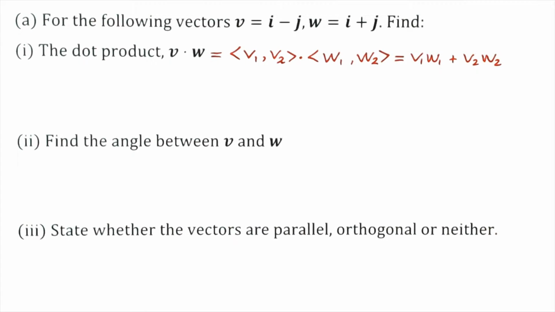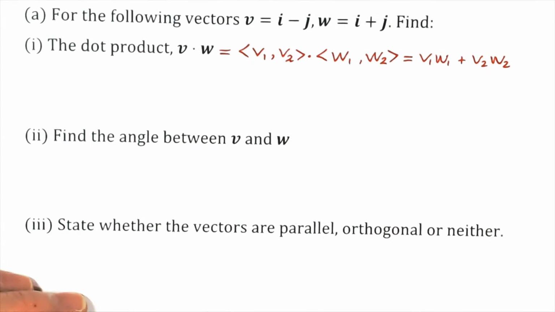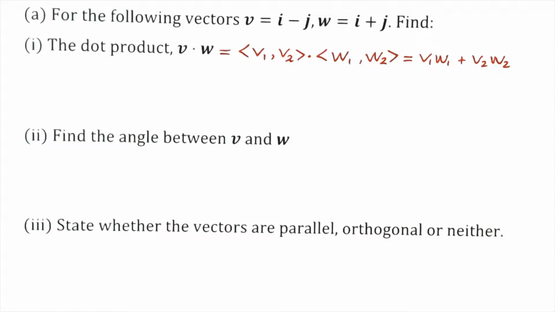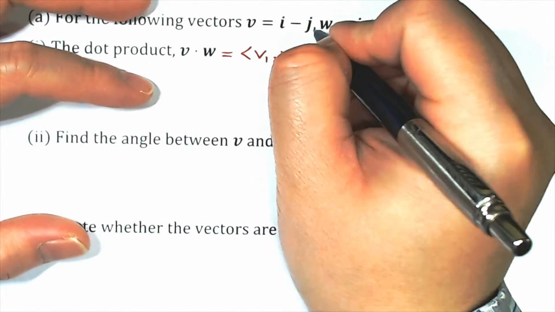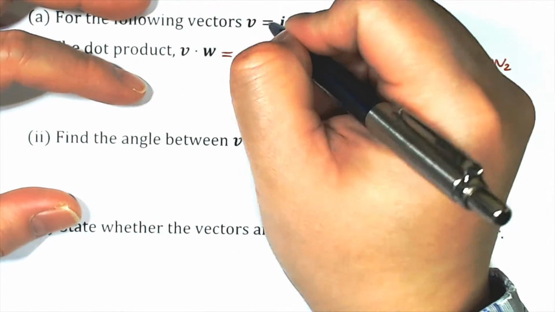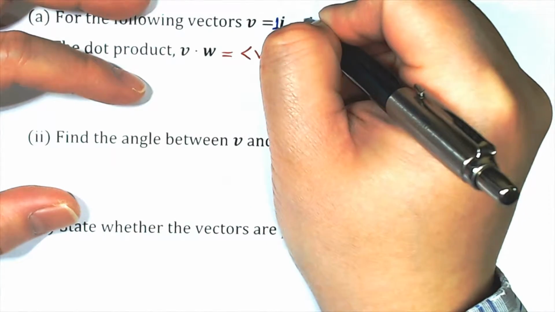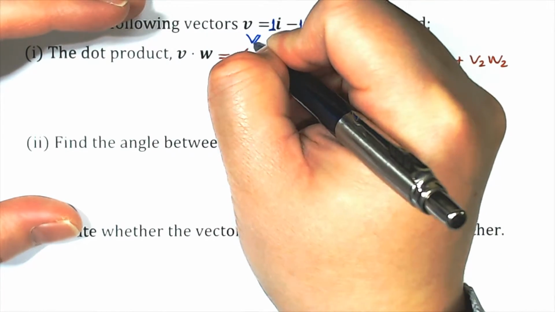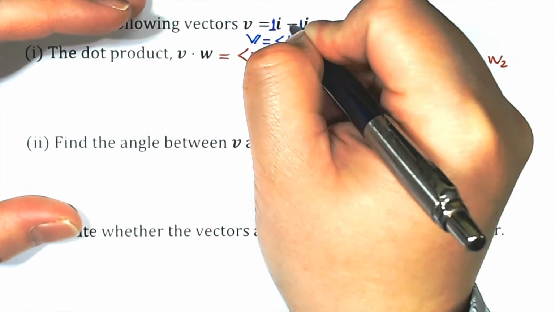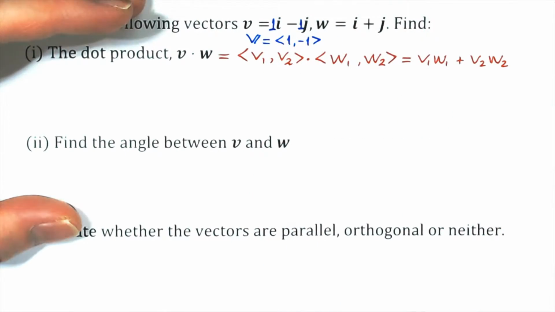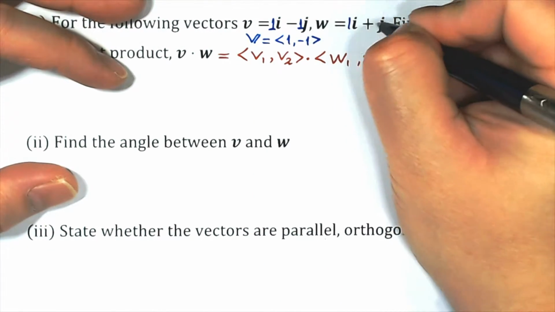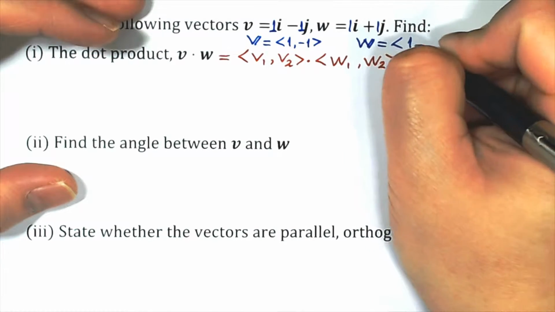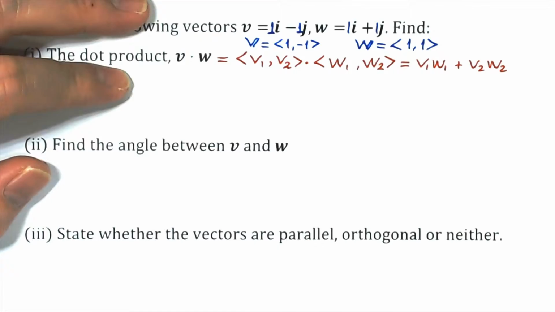And then we find the angle between the vectors, and then we will say if they are parallel, orthogonal, or neither. Right. First, the vector v is i minus j. So pretty much we can say 1i minus 1j. So if we write it as components, vector v is going to be equal to 1 and minus 1. Likewise, vector w is going to be equal to 1 and 1 in that notation.